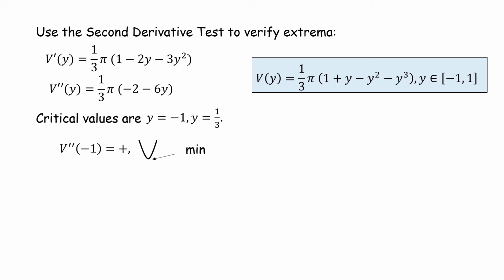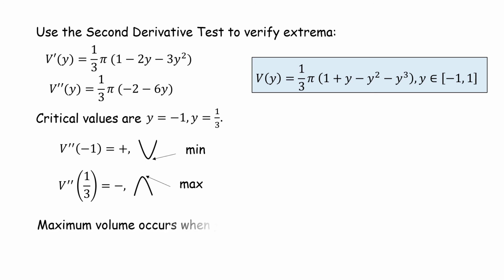Let's evaluate the second derivative at the other critical value, V double prime of 1/3. You're going to have 1/3 pi times the quantity -2 minus 6 times 1/3. That's a negative. And if the second derivative is negative, then we know that the graph of the function is concave down, and that tells us that the extreme point is a maximum. The second derivative test told us that at y equals 1/3, we get the maximum volume. Maximum volume occurs when y equals 1/3.